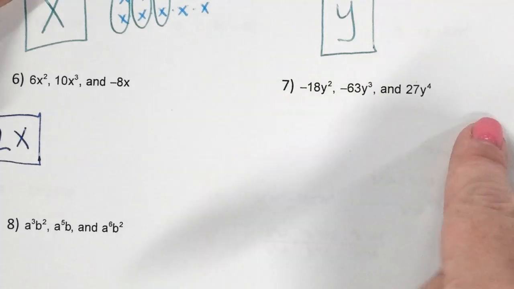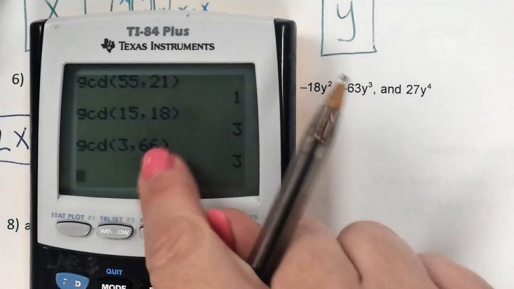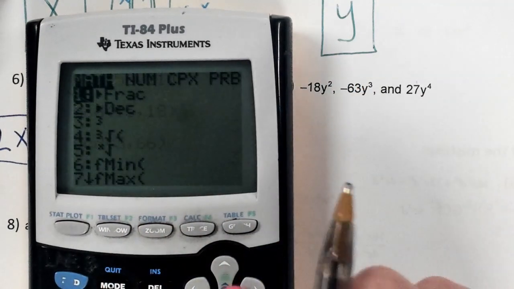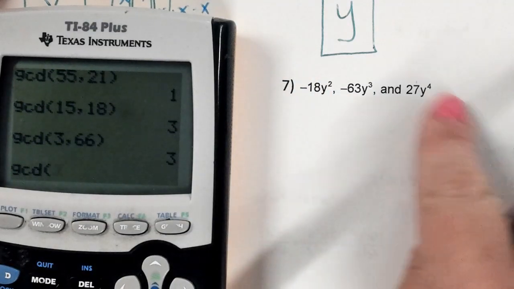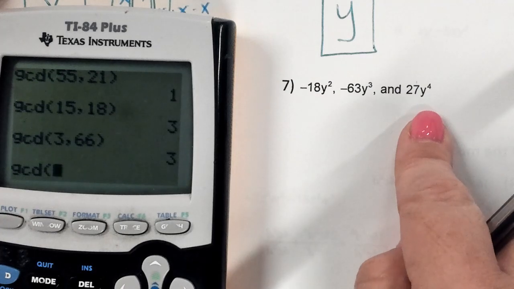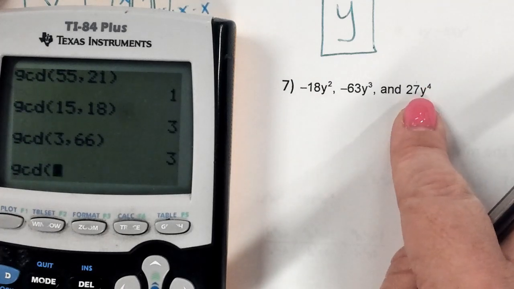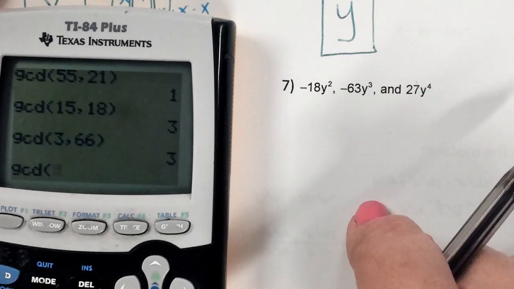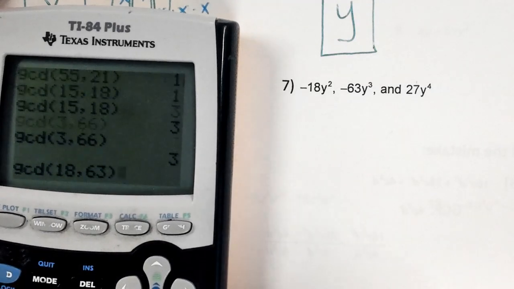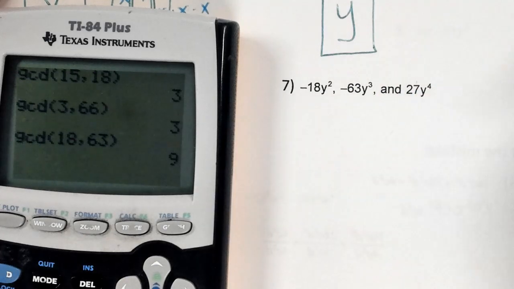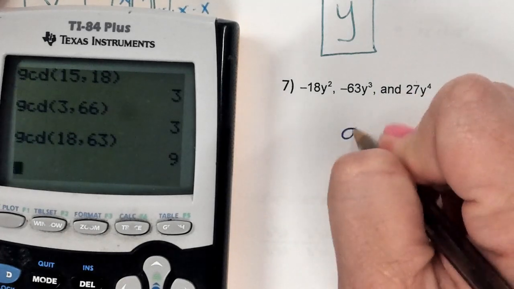So here, now remember, you cannot type negatives for Math Right 9. But if I were to type these in order to put them in an expression, which one would go first? The 27, and is that positive or negative? So my GCF is going to be positive. So I have 18, 63, which gives me 9. Does 9 go into 27? Yes, so 9 is my GCF.